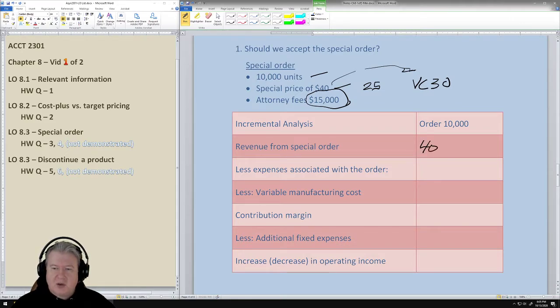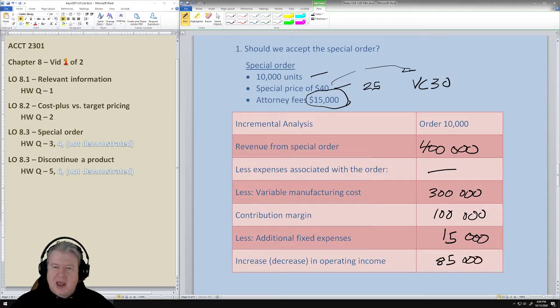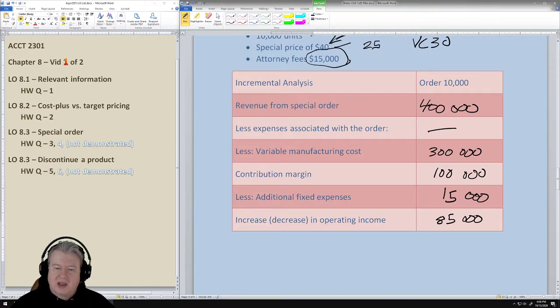So the revenue from a special order, well, that's going to be 400,000. Less expenses. These are kind of variable expenses. The variable manufacturing cost, well, that's the 30 times 10,000 units. So the contribution margin is 100,000. And we can see we do have some fixed expenses. In other words, we call the fees a fixed expense because it doesn't change with the level of production. So we would make 85,000, and most of it comes from the fact that the special price is bigger than the variable cost. So here, would we accept this?